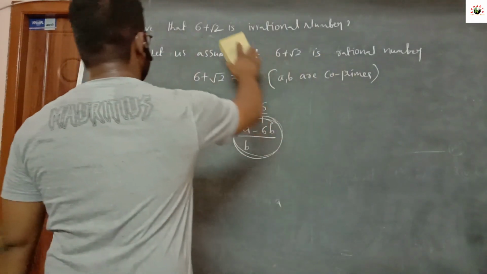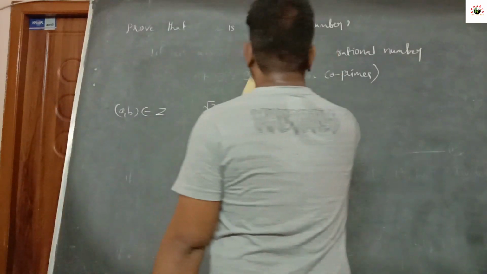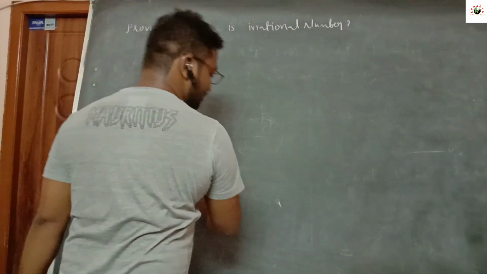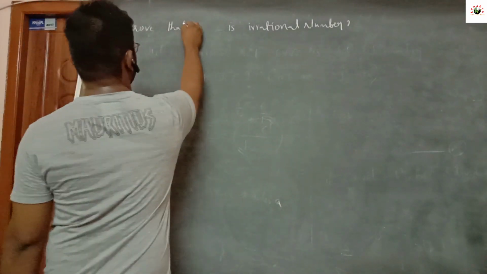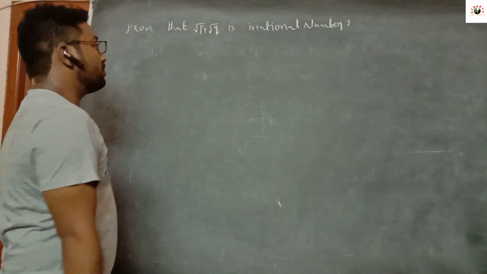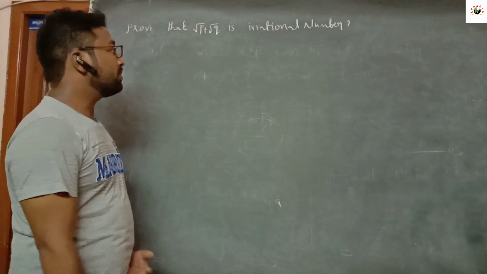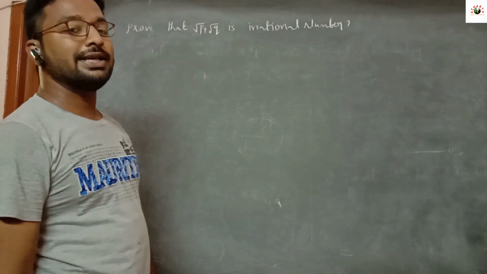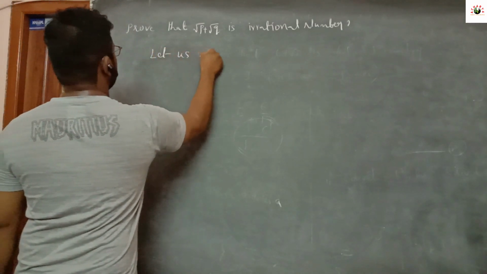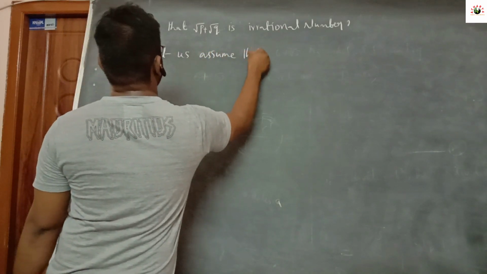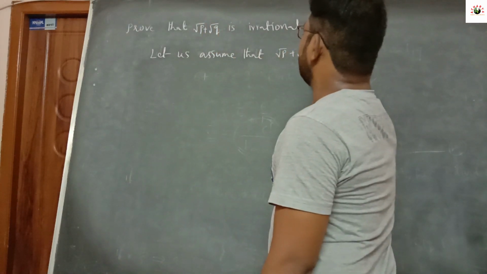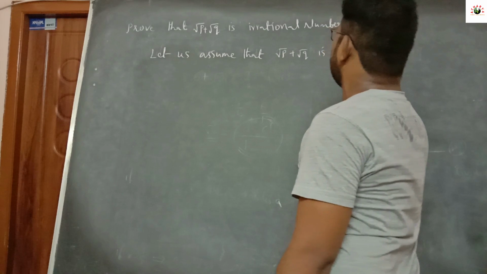Now next one. Prove that, for example, if you are taking numbers having both roots, for example root 3 plus root 5, or root p plus root q. Prove that root p plus root q is an irrational number. Same as before, let us assume that root p plus root q is a rational number.